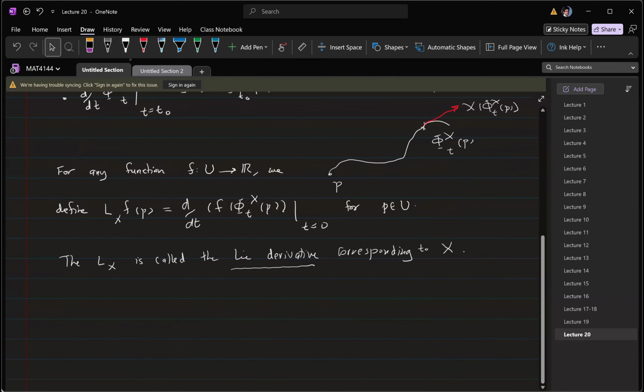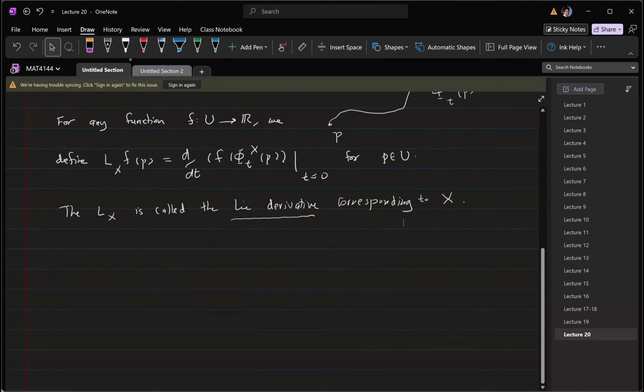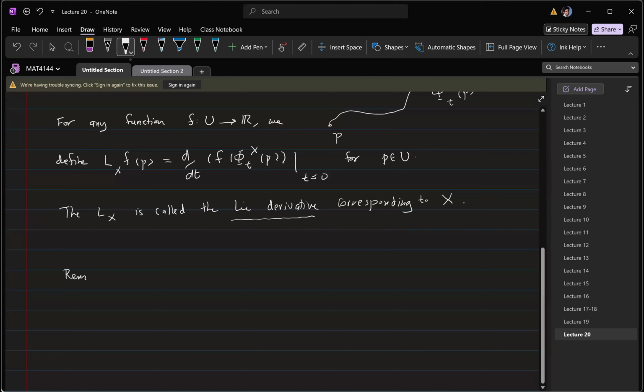Okay. All right. Now, maybe one reason why L_X is called a Lie derivative is that indeed it's closely related to a Lie algebra structure on vector fields, which I'm just going to describe right now. So first observation is that flows of two different vector fields do not necessarily commute. So here's maybe a remark: if you're given two vector fields, let's say X and Y on U.